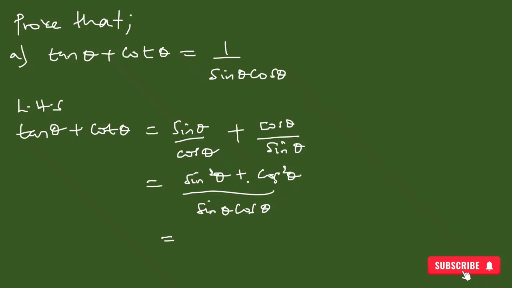So from the identities we looked at, we know that sine squared theta plus cos squared theta is equal to 1. It means the numerator is 1 over sine theta cos theta. And this is as required here.